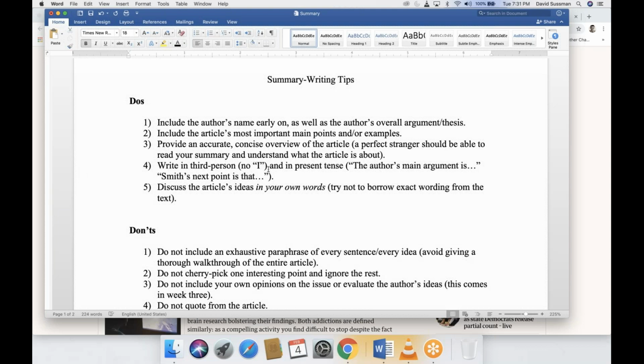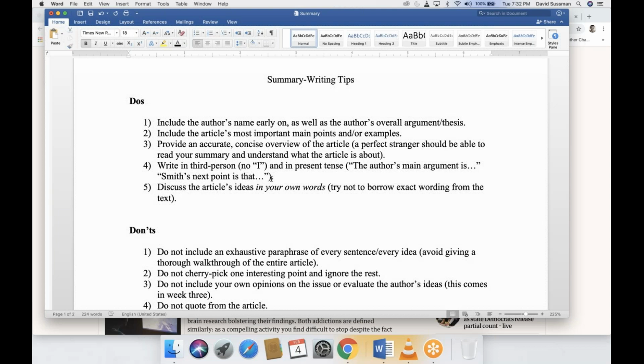Okay, it's a completely objective piece of writing. And write in present tense. Okay, the author's main argument is, Smith's next point is, okay, the article exists now. And this applies to all text, by the way. So even though Hamlet is from 400 years ago, we wouldn't write about what the characters do in the play in the past tense. So we wouldn't say when Hamlet met his father, the ghost of his father. We would say when Hamlet meets the ghost of his father. Okay, the action or the content of a text exists now. So we use present tense.